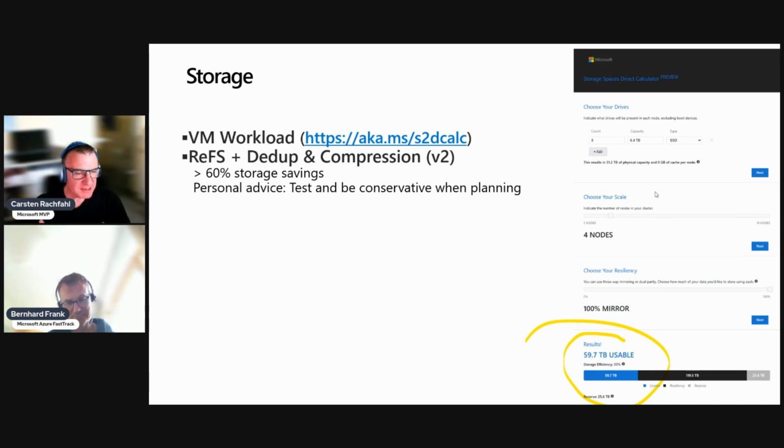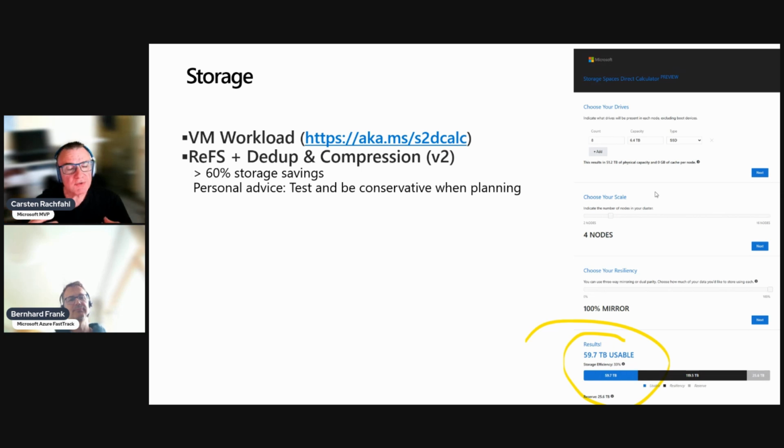However, the experience with ReFS and ReFS deduplication compression is not so huge yet. It started in 23H2 and will also be available in the upcoming Windows Server 2025. And it looks promising. And of course, the savings are always promising.